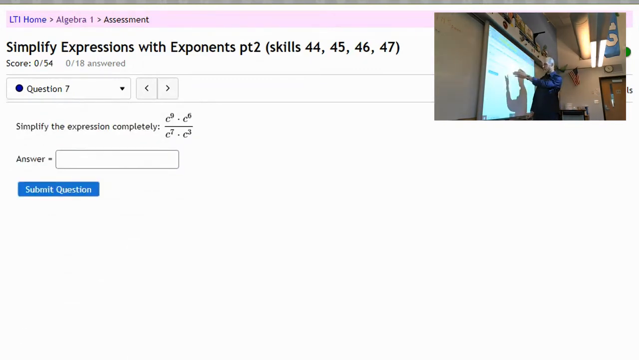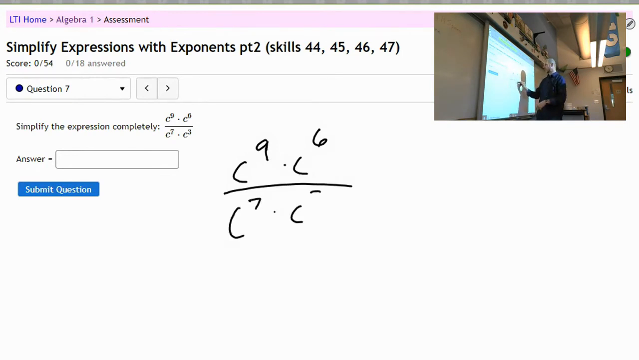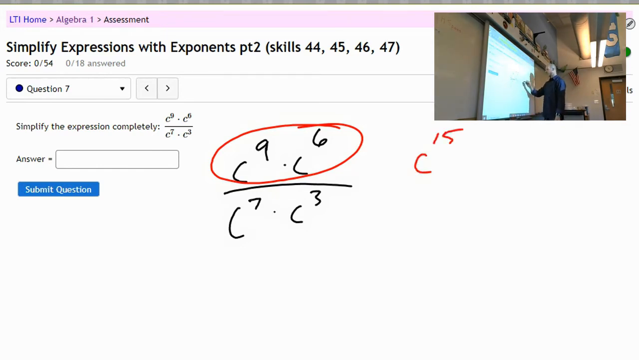Okay, so let's write this down again. c to the power of 9 times c to the power of 6 in the numerator, c to the power of 7 and c to the power of 3 in the denominator. Got to go ahead and do the top first. So I need to multiply together the c to the power of 9 and c to the power of 6. It's a multiplication problem involving exponents, which means we don't multiply, we add them. 9 plus 6 is 15.